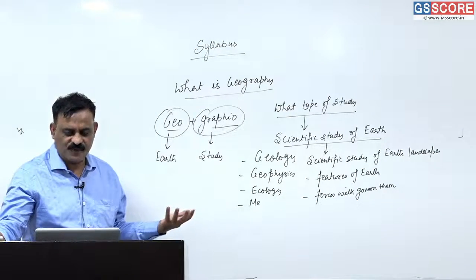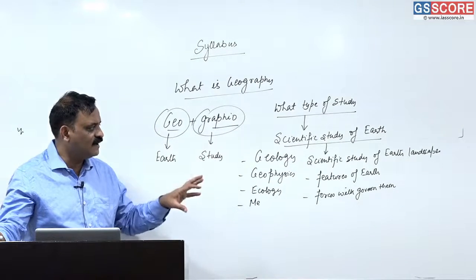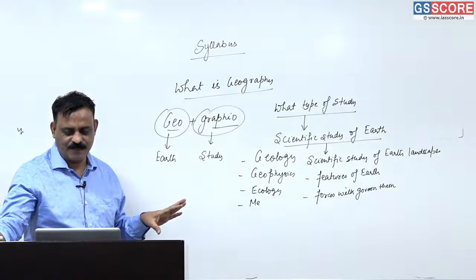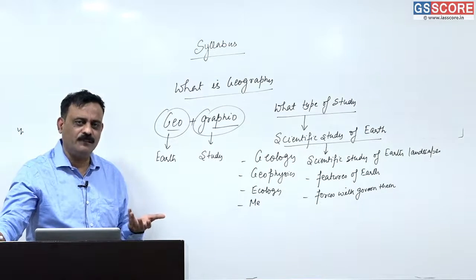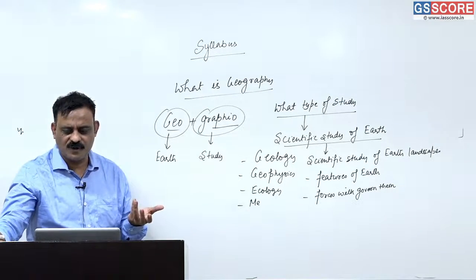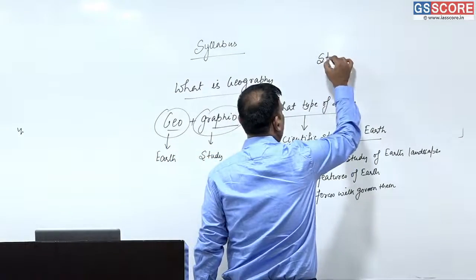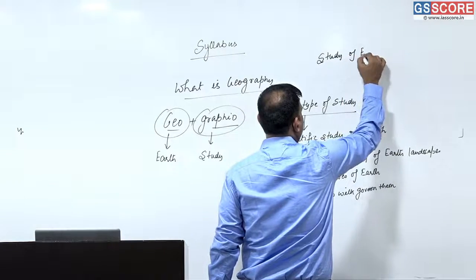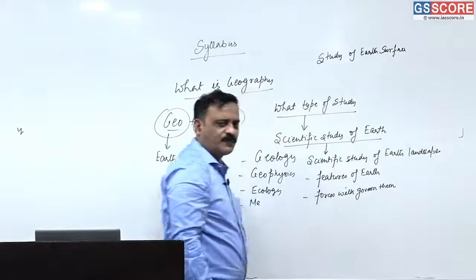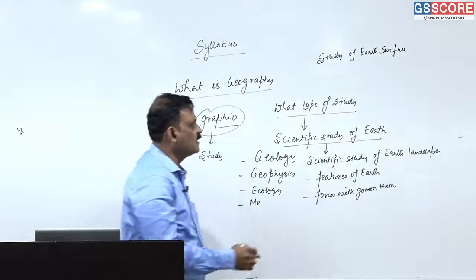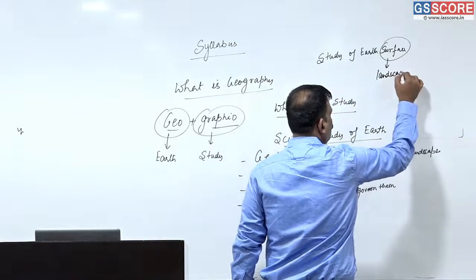So I have taken this one, and this defines geography in a very proper manner: geography is a study of Earth's landscape. When you start reading any basic introductory book on geography, you are likely to find a study of Earth's surface. Now, study of Earth's surface is not taken as a proper definition. Instead of the word surface, we use the word landscape. Study of landscape.